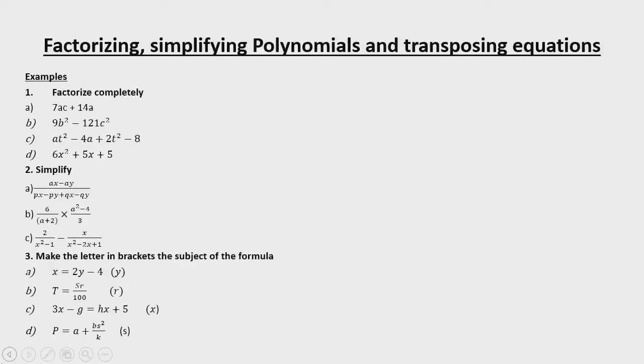We'll do factorize completely. How can we factorize that one? Now we have 7ac plus 14a. As I said, when it comes to factorizing, you must know which method we are using. We have taking out the common factor, so you have to look at the expression. Am I going to take out the common factor? Am I going to use difference between two squares? Is it a quadratic trinomial? Or grouping? So you should know which one it is.